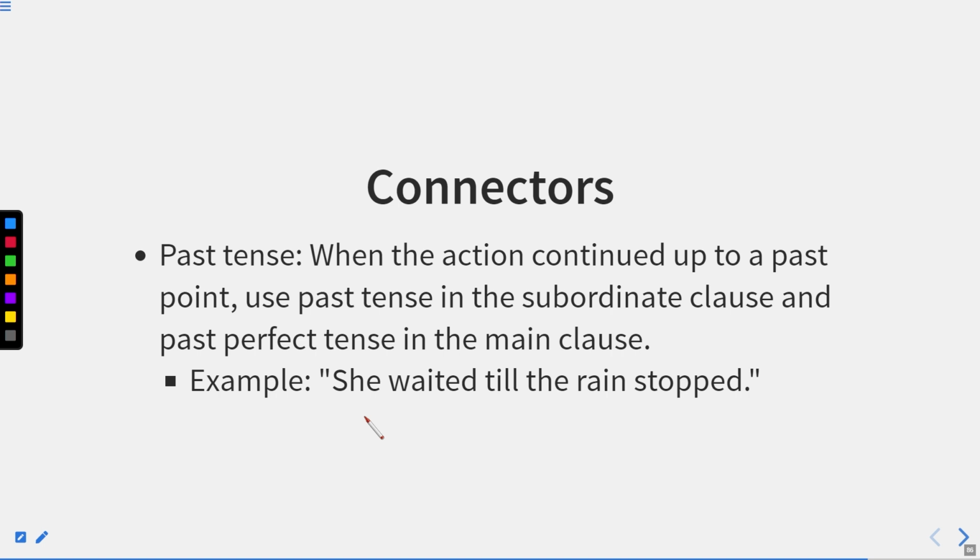Past tense. When the action continued up to a past point, use past tense in the subordinate clause and past perfect tense in the main clause. She waited till the rain stopped.